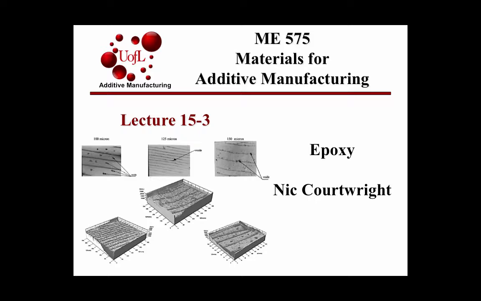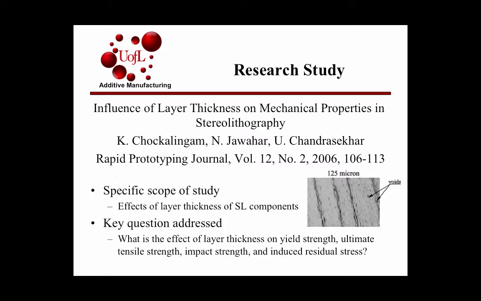So this image here is actually looking through a scanning electron microscope, and another machine is looking at the different layer thicknesses, and you can see the number of voids in the material. So my paper was the influence of layer thickness on mechanical properties in stereolithography. It's from the Rapid Prototyping Journal, published in 2006. And the specific scope of the study was to study the effects of layer thicknesses of the SL components.